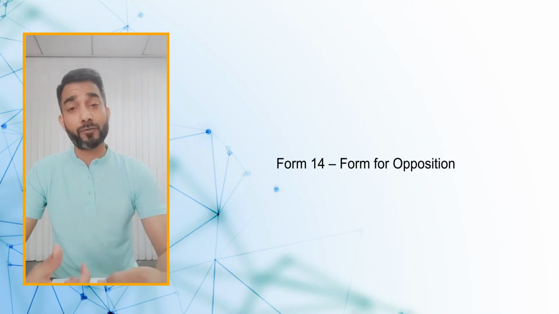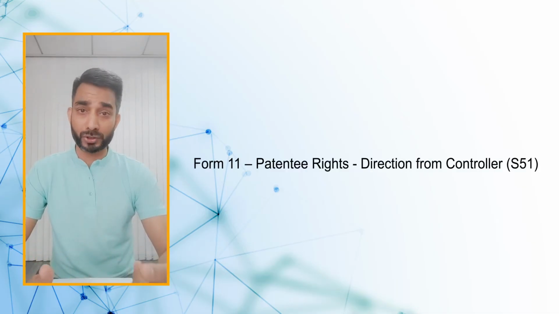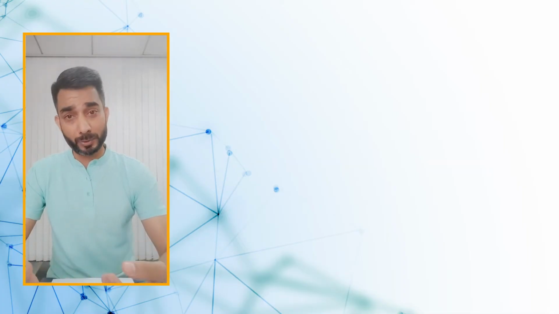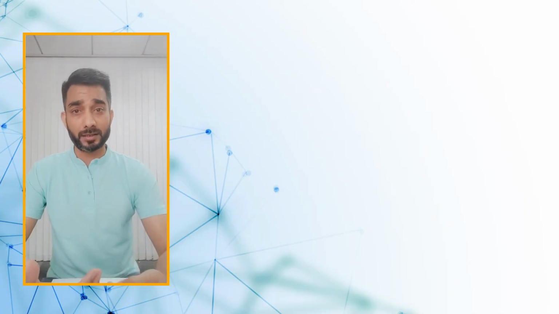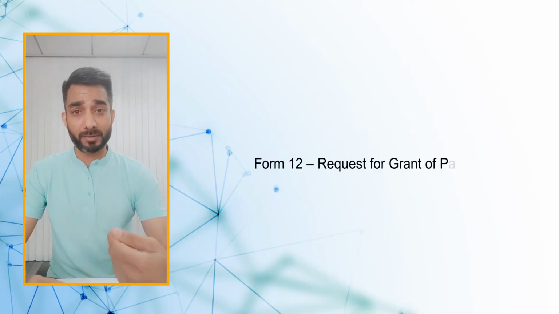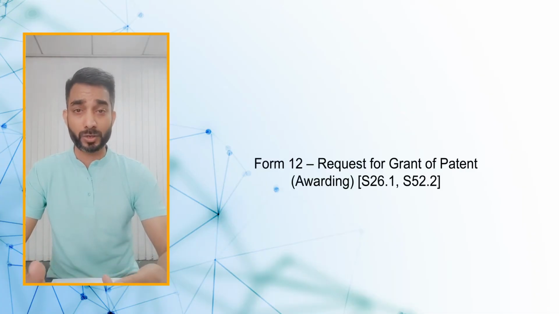Talking of disputes, Form 11 can be used by the patentee to approach the controller to seek his direction for resolving any disputes with regards to any activity that they wish to perform on the patent. Staying on the dispute, during any revocation or opposition proceeding, if it is proved that the invention was wrongfully obtained from the opposing party, then Form 12 can be used by this opposing party to request the controller to grant the opposed patent in his own name.